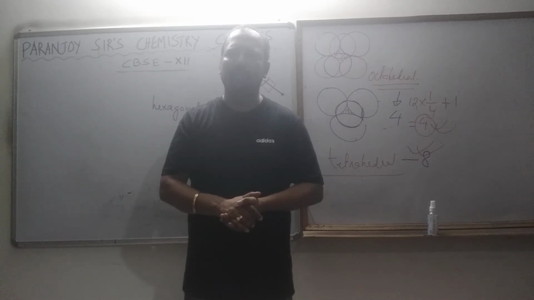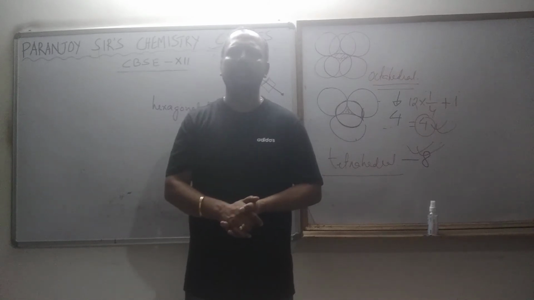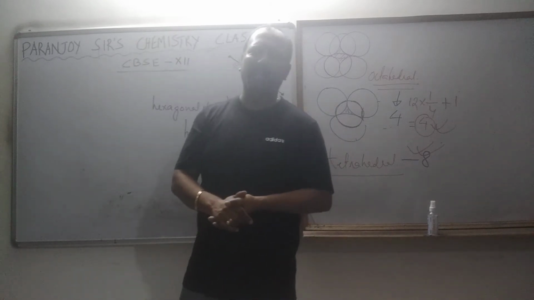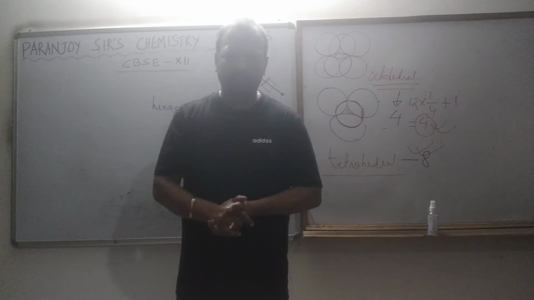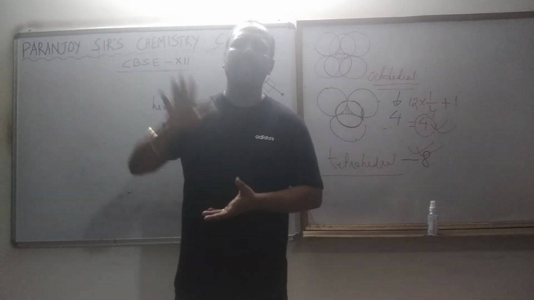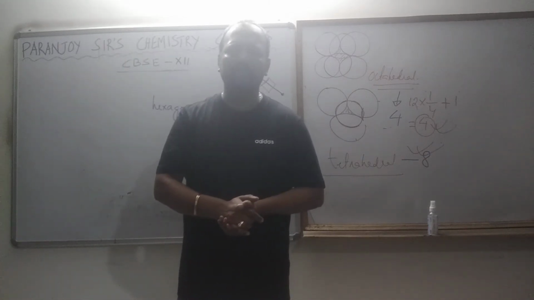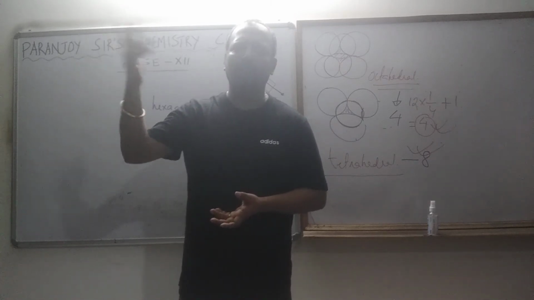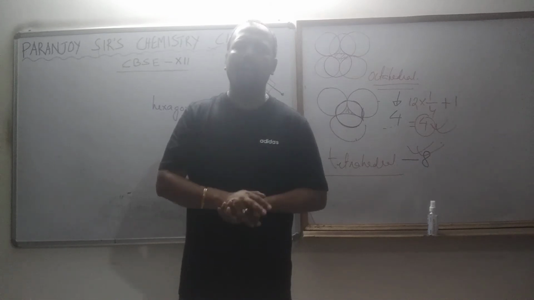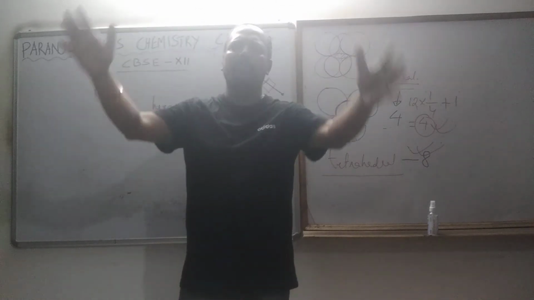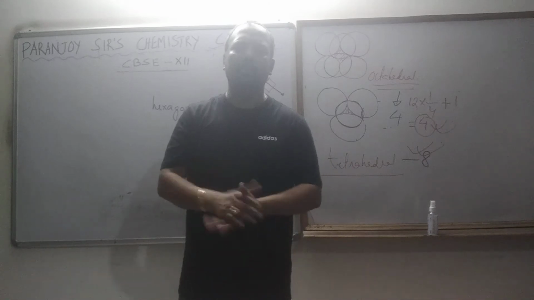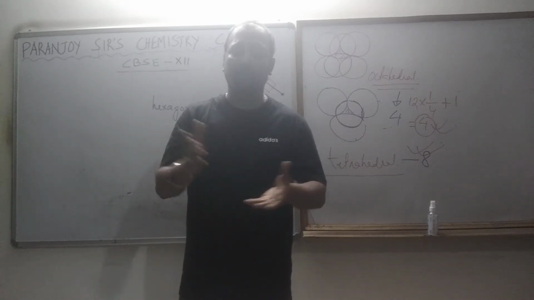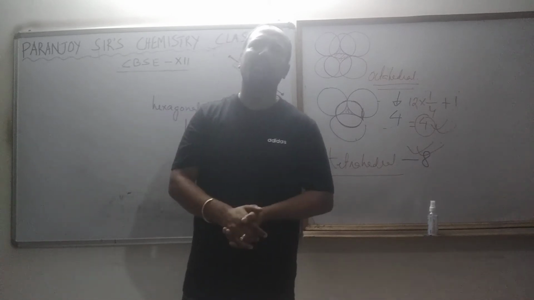tetrahedral voids are present. And where are the octahedral voids present? Octahedral voids are present at the center of the edges. There are 12 edges. Each void is giving just 1/4 share of it, so it is 1/4 of 12, that is 3, plus 1 present at the center of the body. So what is the total number of voids? Total number of tetrahedral voids is 8, and total number of octahedral voids is 4.